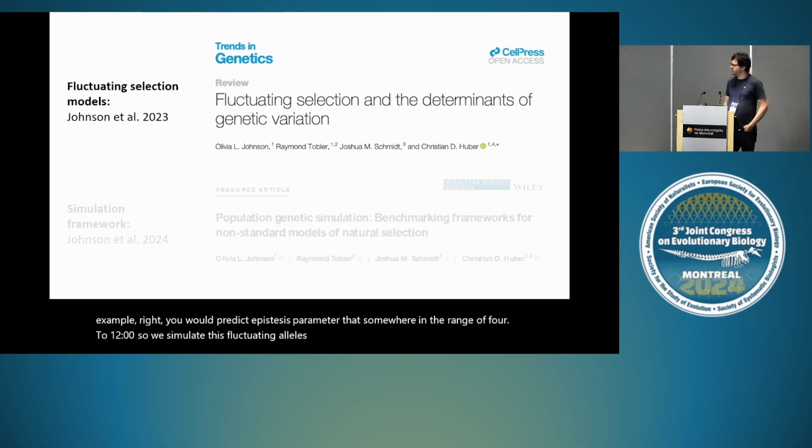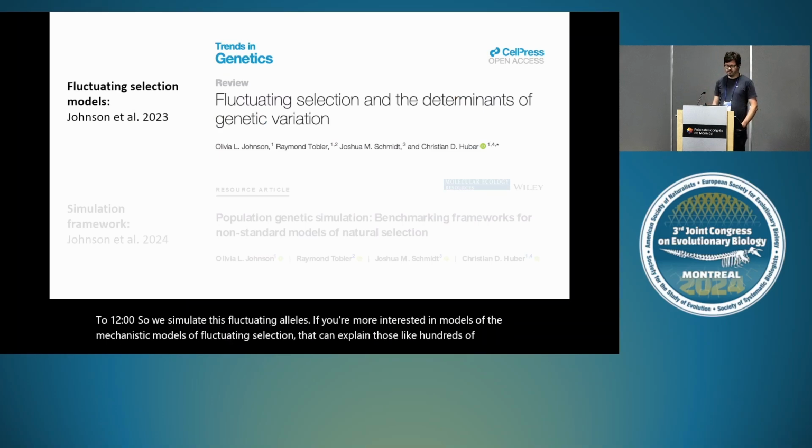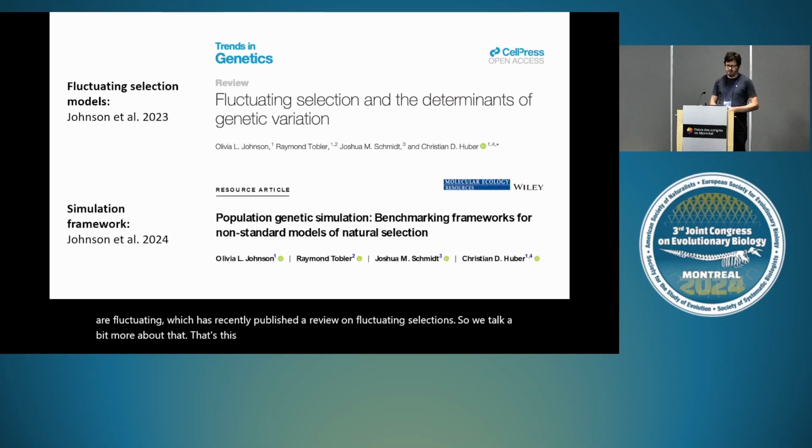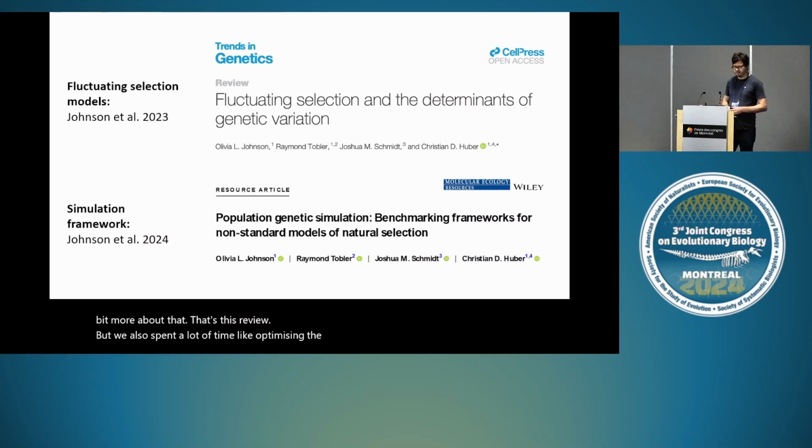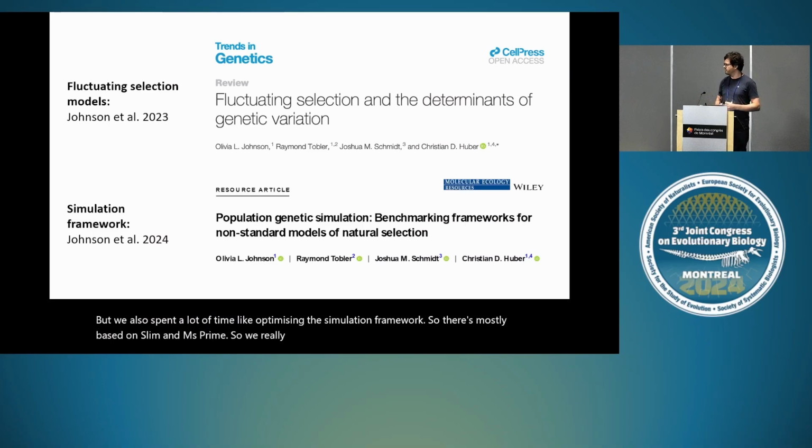If you're more interested in the mechanistic models of fluctuating selection that can explain those hundreds of loci that are fluctuating, we just recently published a review on fluctuating selection, so we talk a bit more about that in this review. But we also spent a lot of time optimizing the simulation framework. It's mostly based on SLiM and msprime, so we really tried to optimize those simulations computationally. From a practical point of view, if you want to run simulations of non-standard models of selection, have a look at that paper. It might be useful.